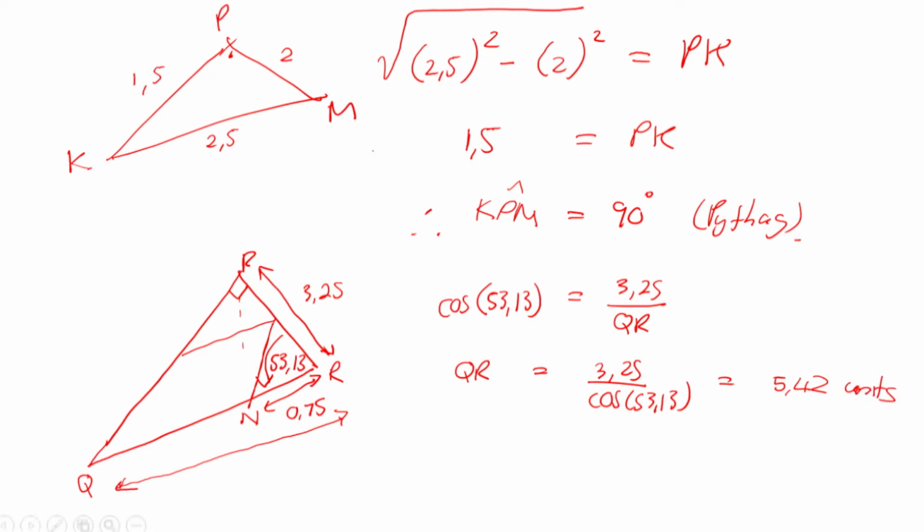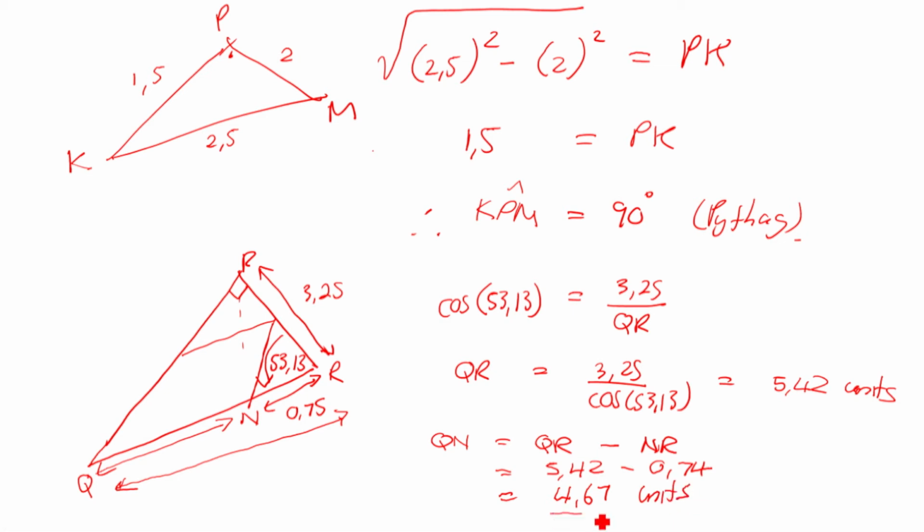Okay. But this is not what the question asked. The question asked for what QN is. But it's the same straight line, so QN is equal to QR minus NR. Let me actually write that out, minus NR. And this is going to be QR, 5.42, minus 0.75, which amounts to 4.67 units. Yes, because it's the length QN. And that is the answer after a very long method.